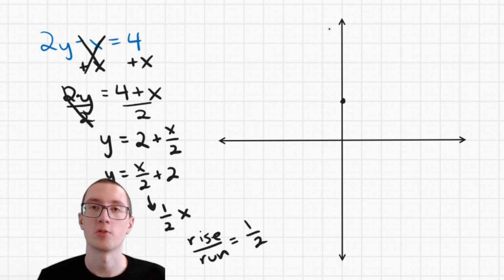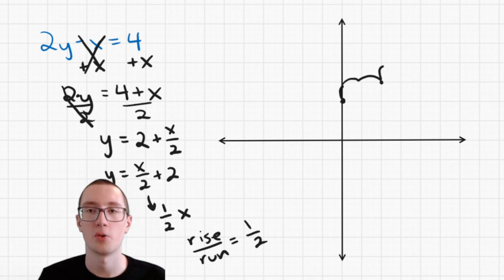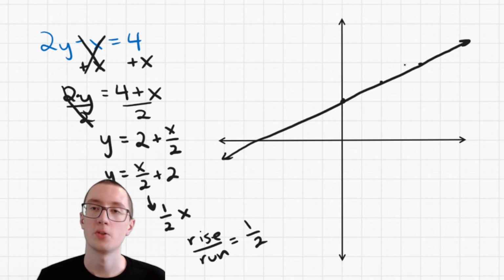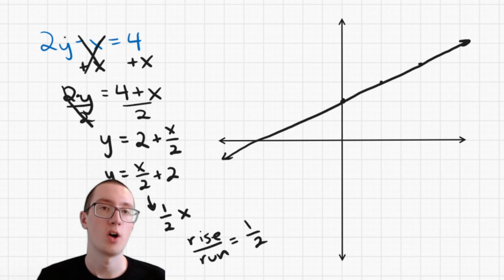So let's go ahead and do our rise over run. It's going to rise 1 and run 1, 2. So our point is here. And we could do that again if we wanted. So now let's go ahead and try to draw a straight line. So here's our line, and we're done. 2y minus x equals 4. This is the line for that graph.